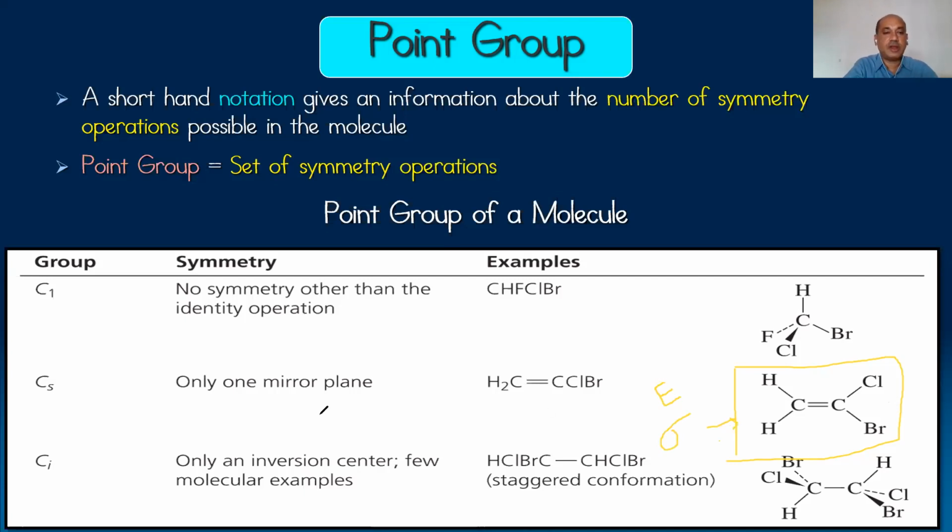The rest of the symmetry elements, like center of symmetry, rotation axis, as well as improper rotations, are all absent. This molecule has only one mirror plane, sigma, and identity E, therefore the molecule has the point group Cs. When a mirror plane is present, symbolized by s, the point group is Cs.